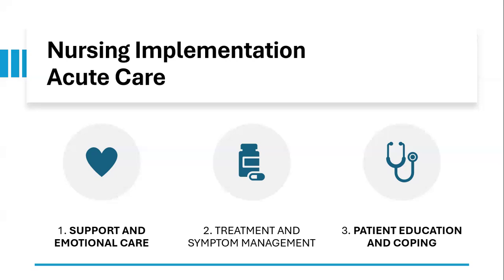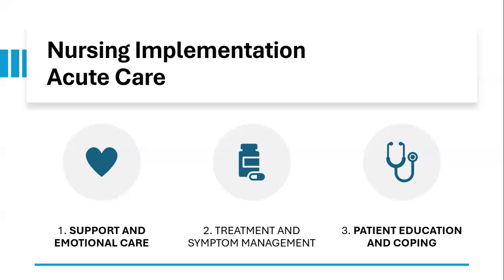The last implementation is patient education and coping. You can teach ways to reduce pain and improve comfort to patients. Encourage the patient to use healthy coping strategies, for both the patient and also the caregiver or family, and assess if the patient is ready to quit smoking and offer help. You can also help the patient by connecting them with resources and other support services.